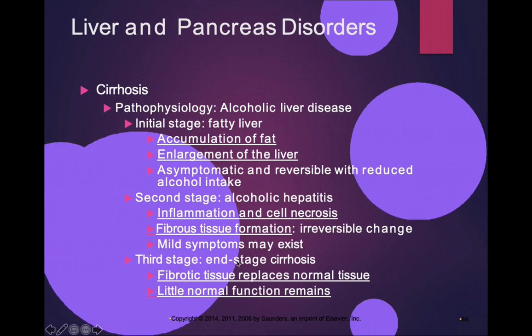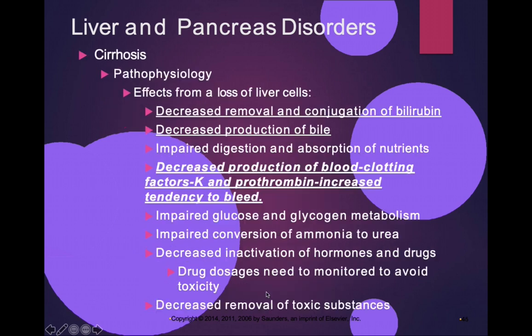When you get to stage 3, now you're at end stage cirrhosis. You have complete fibrotic tissue that replaced the normal liver lobules and tissue. There's very, very little normal functioning left. So when you have the loss of liver cells and loss of liver function, there's a decreased ability to conjugate bilirubin. There's decreased production of bile. There's impaired digestion and absorption of nutrients.